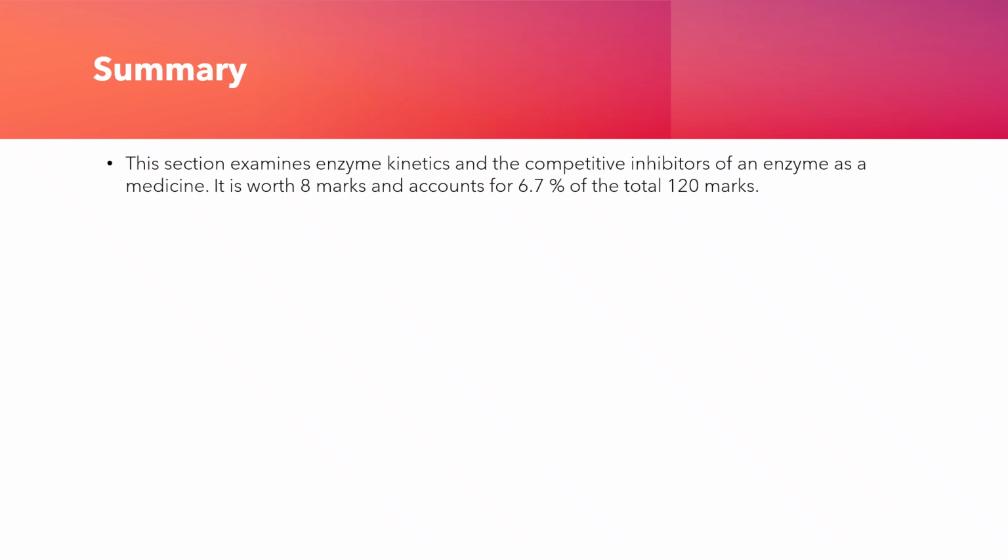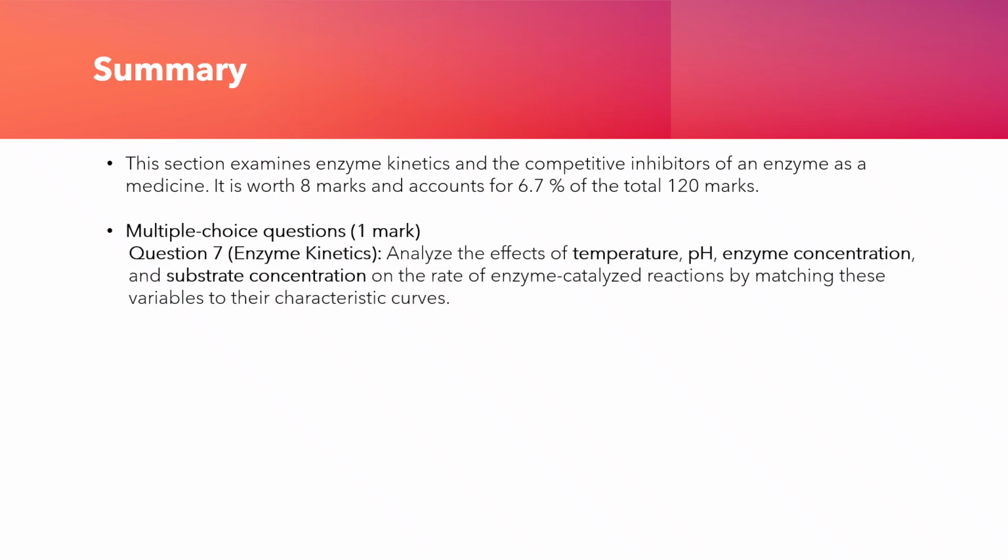This section examines enzyme kinetics and the competitive inhibitors of an enzyme as a medicine. It is worth 8 marks and accounts for 6.7% of the total 120 marks. Multiple choice questions. 1 mark question 7. Enzyme kinetics analyze the effects of temperature, pH, enzyme concentration, and substrate concentration on the rate of enzyme-catalyzed reactions by matching these variables to their characteristic curves.